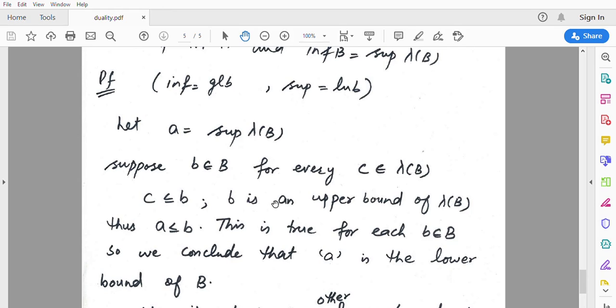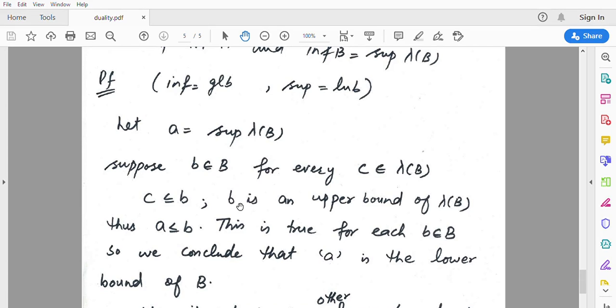Okay, so from here we can say that A is less than or equal to B. Now how can we say that? B is an upper bound of lambda of B, and A is the supremum, that is, LUB of lambda of B, meaning the least upper bound of lambda of B. A is the least element of the upper bounds of lambda of B.